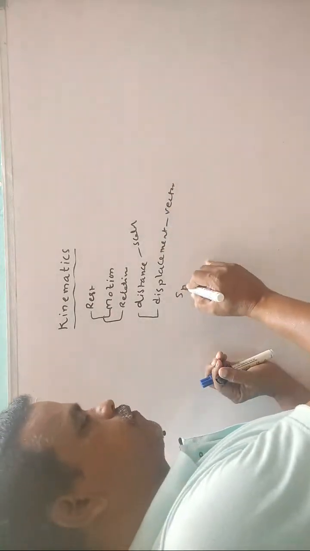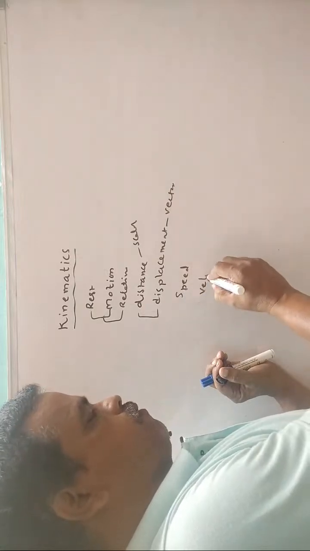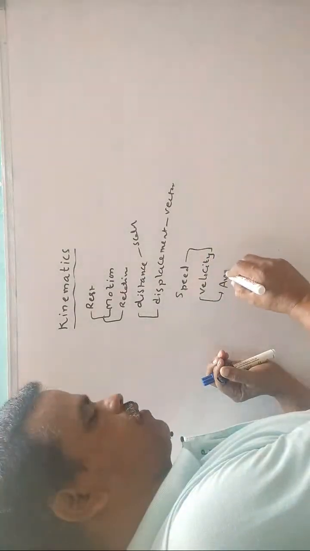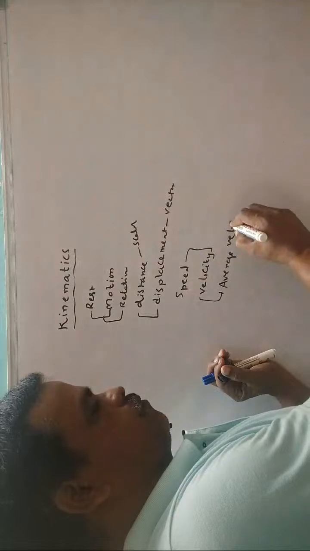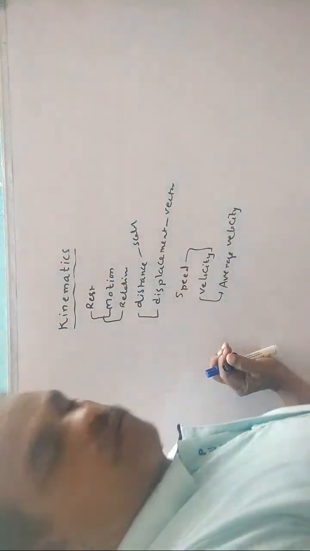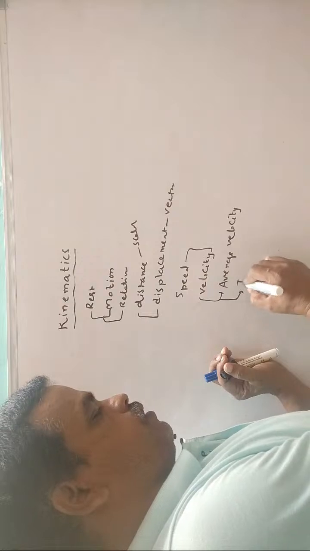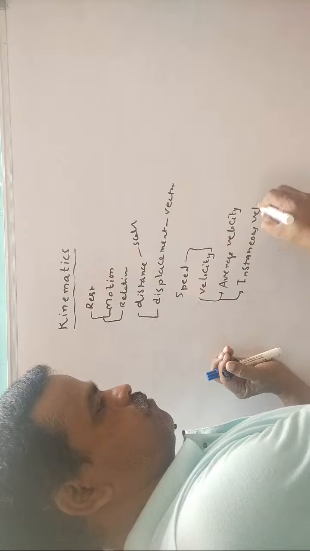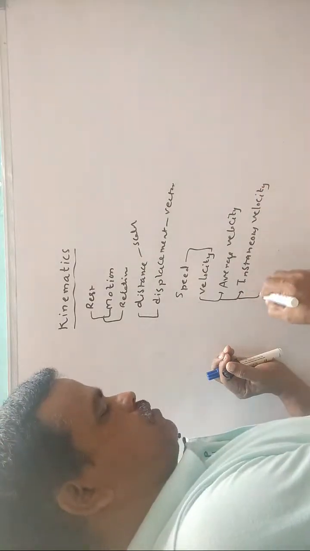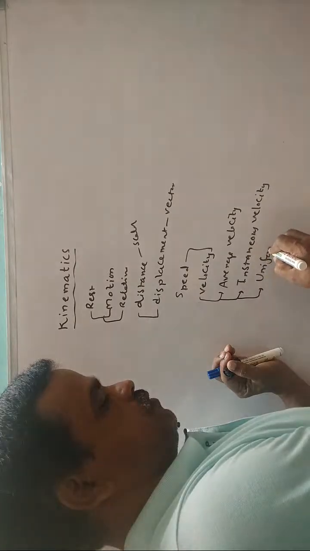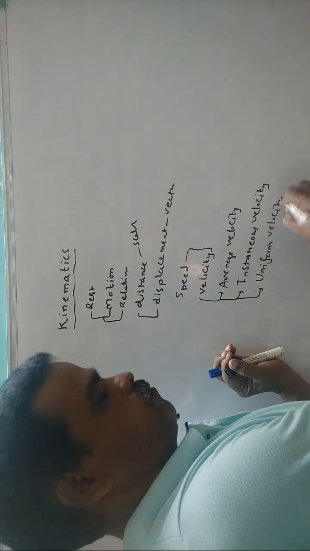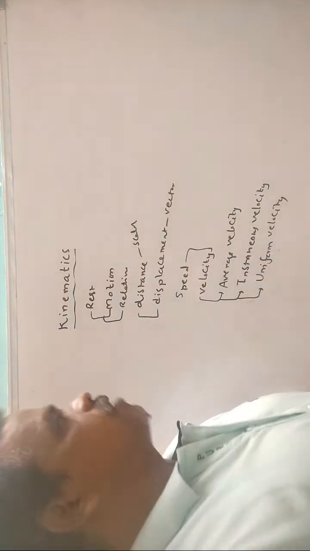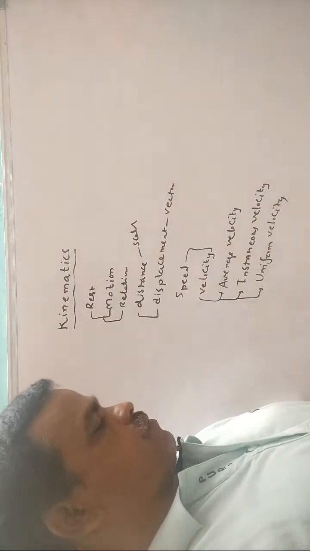Next speed, velocity, then average velocity, then instantaneous velocity, then uniform velocity. See, I discussed all the things up to now in the kinematics chapter.